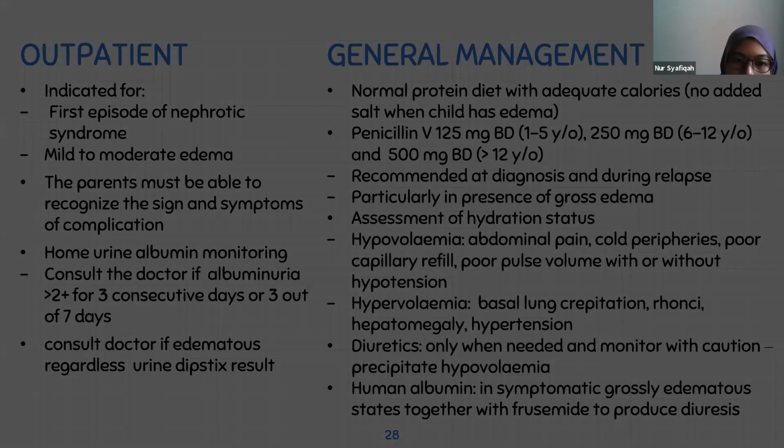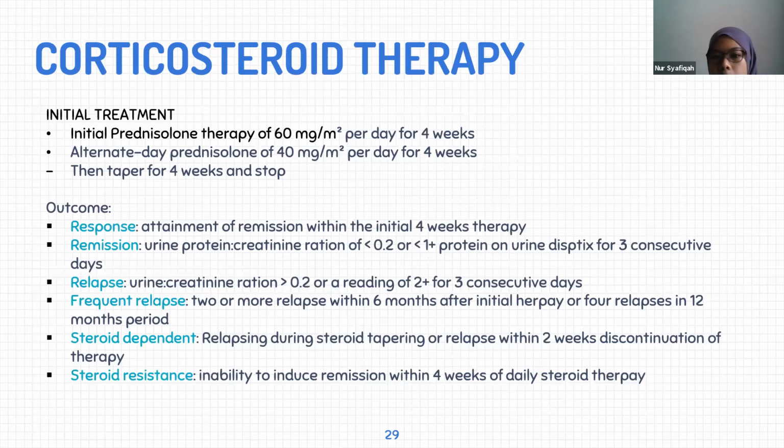So the next one is the corticosteroid therapy. As I mentioned, most of the total cases of nephrotic syndrome are MCNS. So our initial treatment will be with corticosteroid therapy, where we give initial prednisolone therapy at 60 milligram per meter square per day for 4 weeks. Then we proceed with alternate day prednisolone for 4 weeks. Then we continue with the taper dose for 4 weeks, and then we stop.